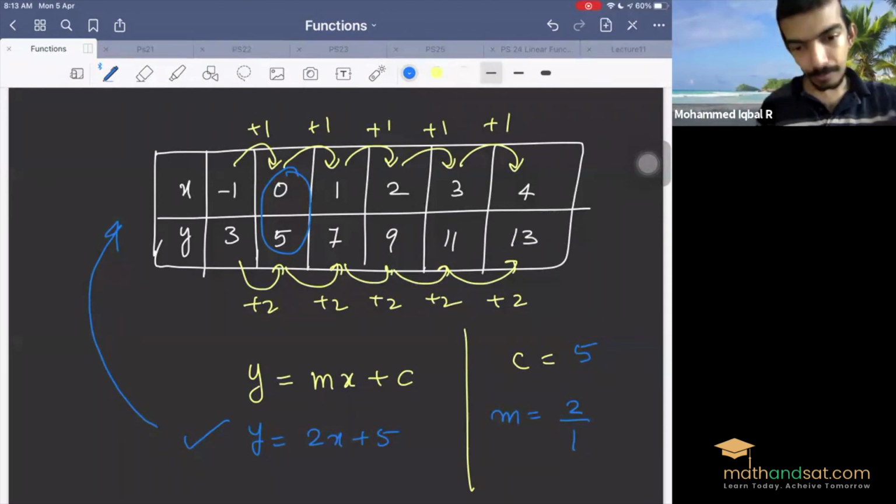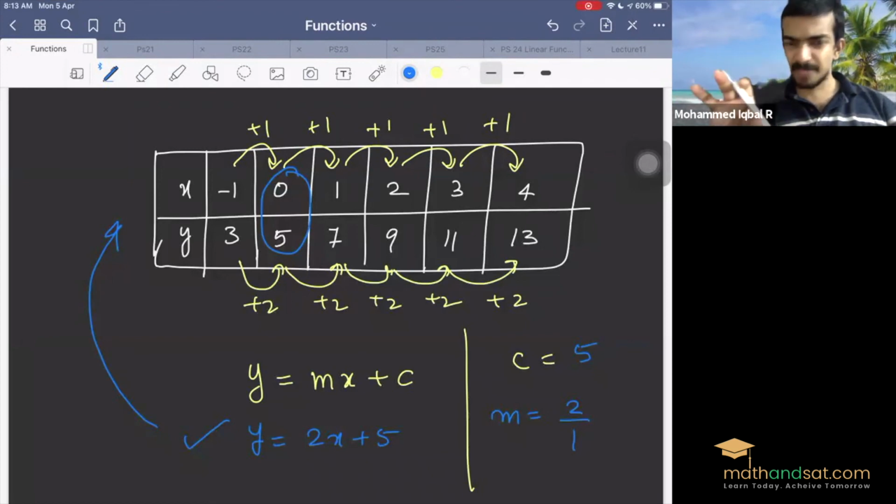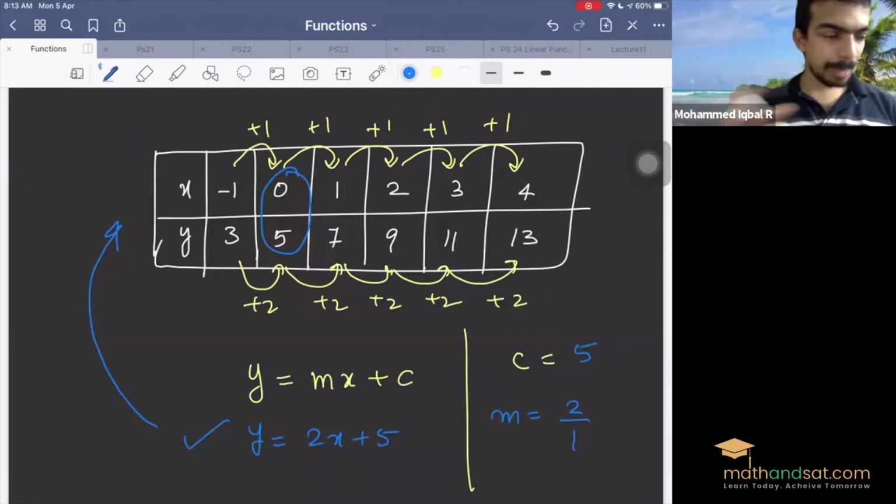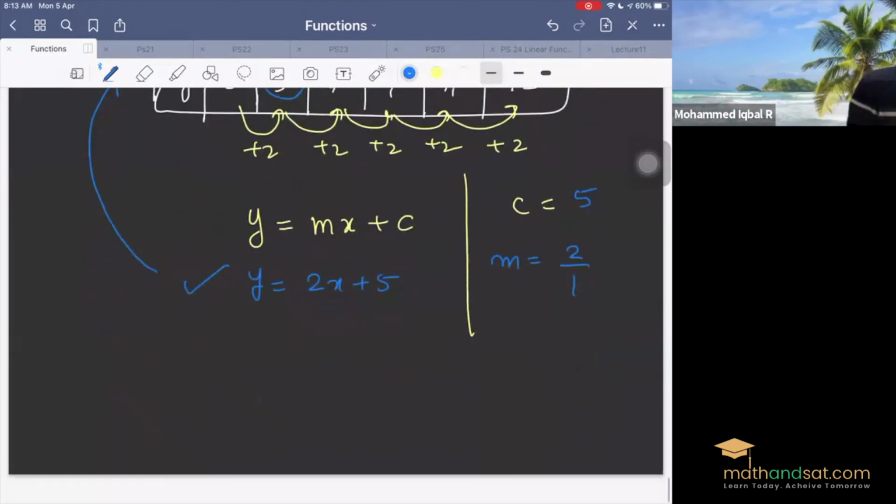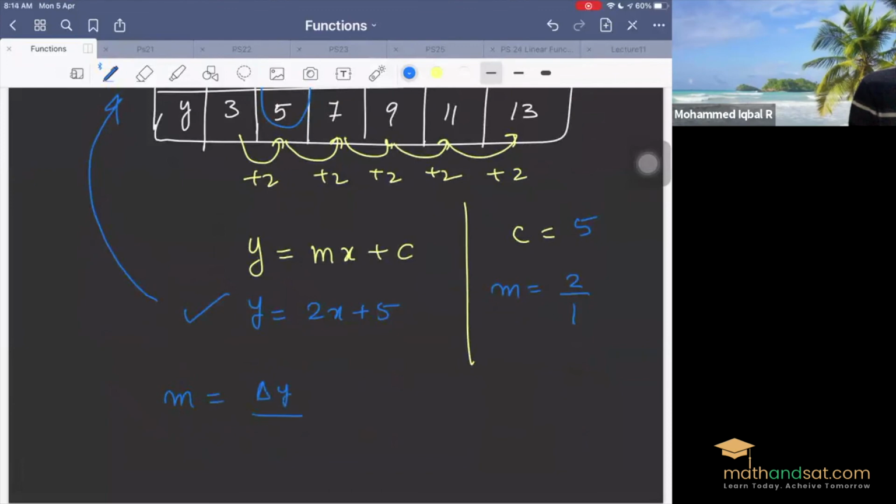Prisha and Robin, yeah. Is that fine? Is it okay? I mean, you understand the logic, right? It's very simple. c has some significance, m has some significance.